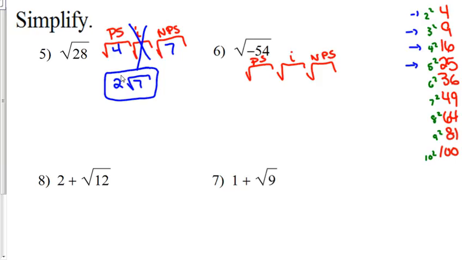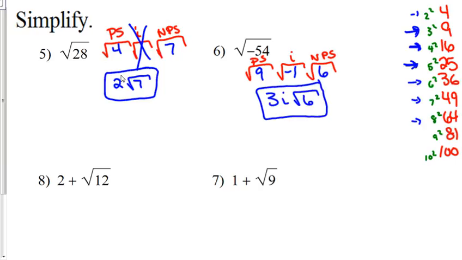So for 54, 64 does not, 49 does not, 36 does not, 25 does not, 16 does not, oh, 9 does. 9 does 6 times. So we'll put 9 and 6. 9 times 6 is 54. And then there's that negative 1, and that's the imaginary piece. So the square root of 9 is 3. The square root of negative 1 is i. And then the last part will never be able to be simplified because it's not a perfect square.